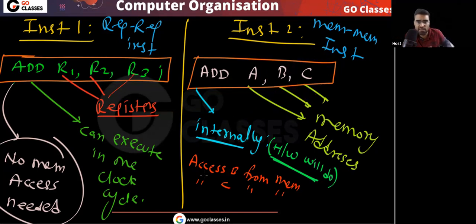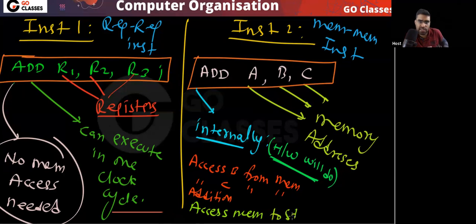Okay, then the addition will happen and the result you will store in A. Yes or no? So again, you will access main memory to store the result in A.